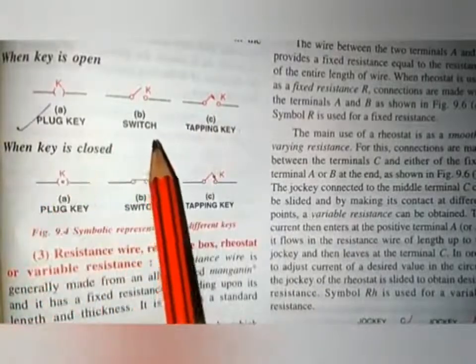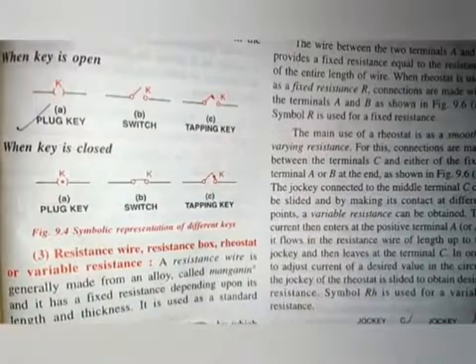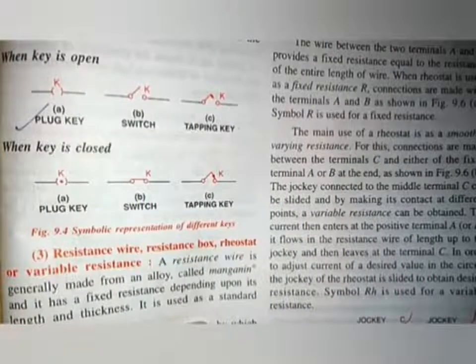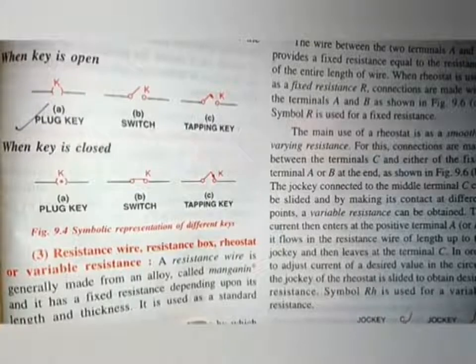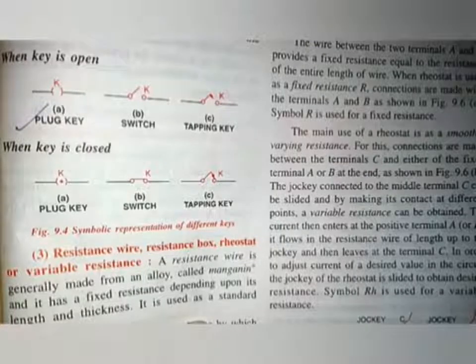When the key is open, the circuit is incomplete and is called an open circuit. When the key is closed, current flows through the circuit and it is said to be a closed circuit. A tapping key is used when current is momentarily needed in the circuit.